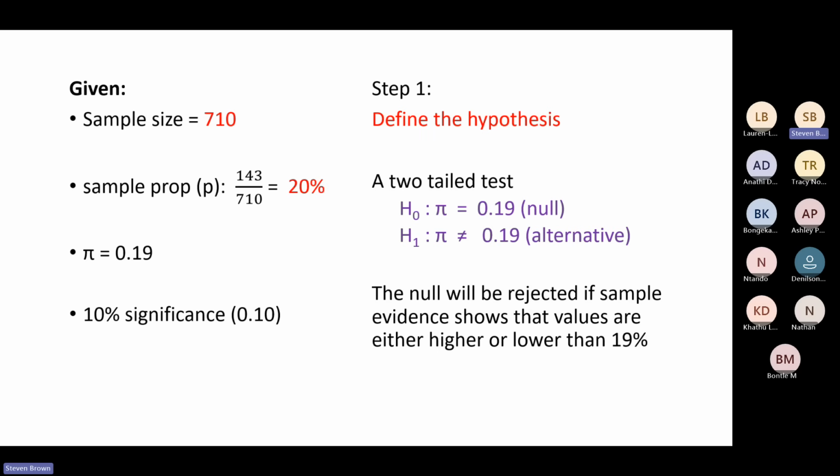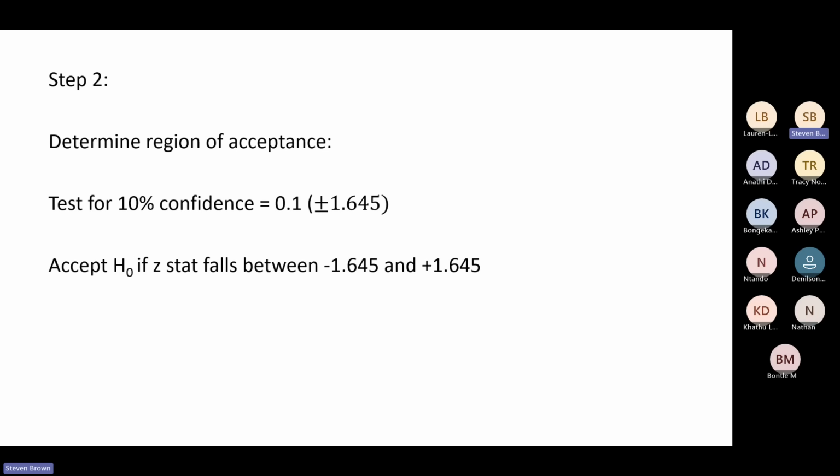So in step one, you've defined it as a two-tailed test because you're testing to a number. And you're just going to say it will be rejected if the evidence is either above or below your critical value. Right, lekker. Number two, determine the region of acceptance. Now you're not using a t-test here. Why are you not using a t-test? Well, a proportion uses a z-test. Let me go back. I'll show it to you at the end.